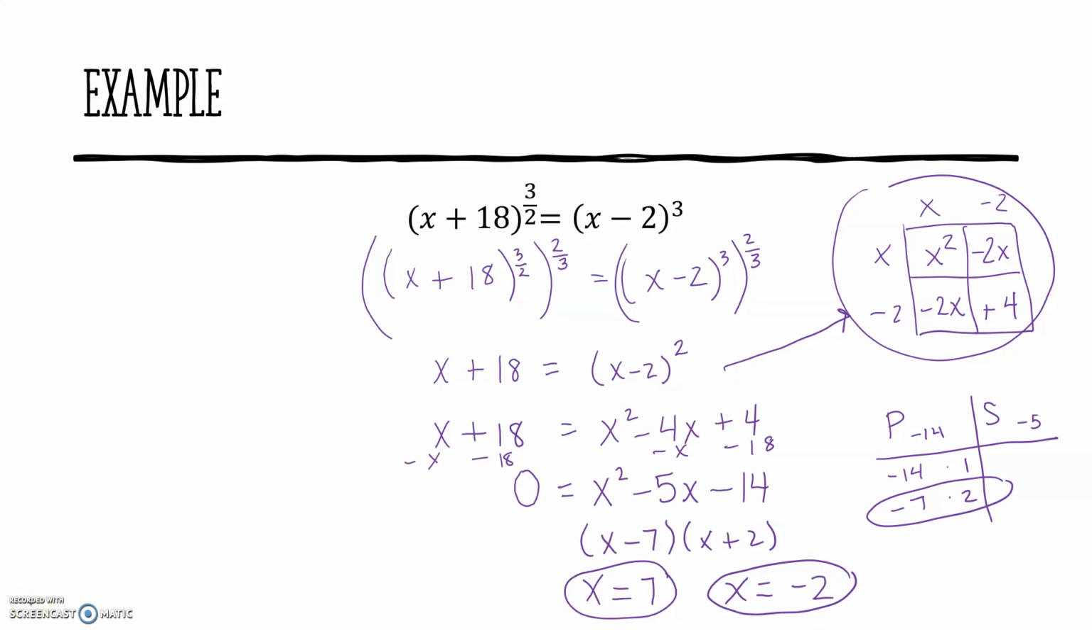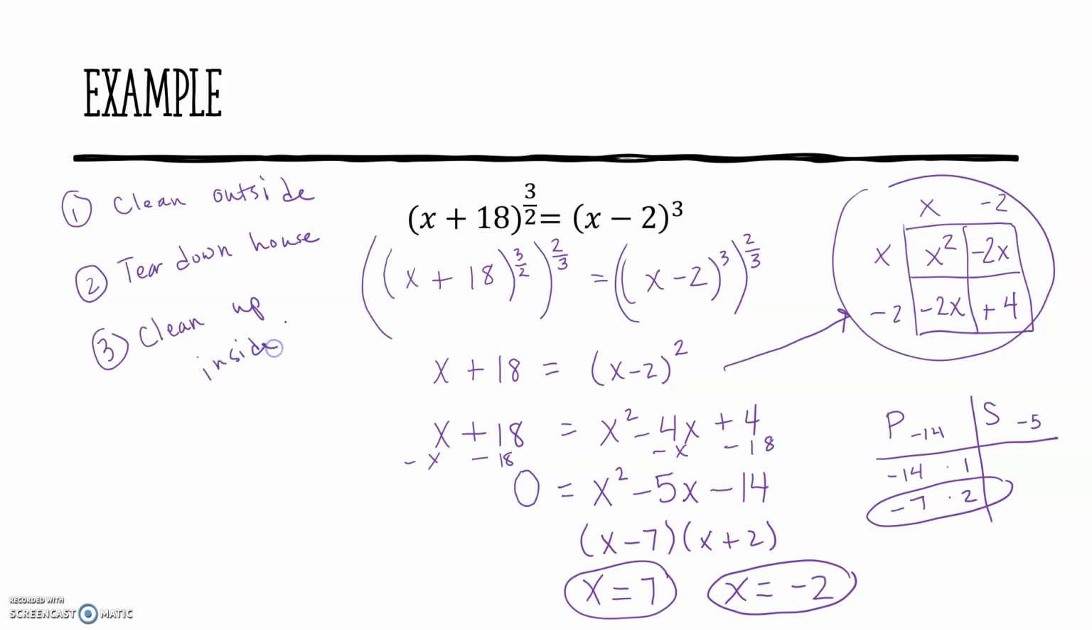If you had any garbage on the outside of the house, you'd want to make sure you clean that up first. But our process is still 1, clean up outside, 2, tear down the house. In this case, the way we tear down the house is we raise it to the reciprocal exponent, and then 3, clean up the inside, which brought about a quadratic equation, so that was kind of a lot.